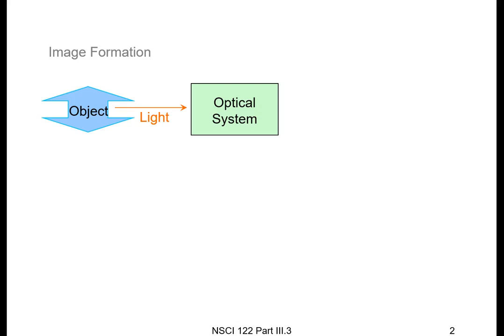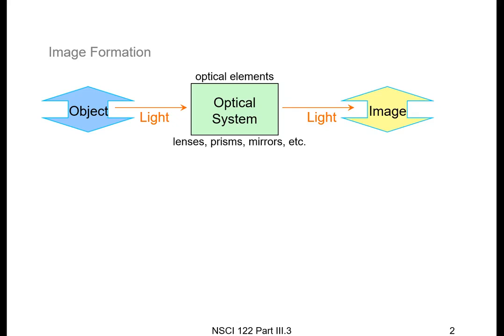So the light goes into the optical system. Now, the optical system is going to have what we call optical elements. These are things that change the path of the rays of the light. So these will be things like lenses, prisms, mirrors. You could have other things like diffraction gratings in there, or some other diffracting aperture. Again, these are elements that change the path of the light. The light is then going to emerge from the optical system and form an image. Okay, so that's sort of a flow chart way to look at it.